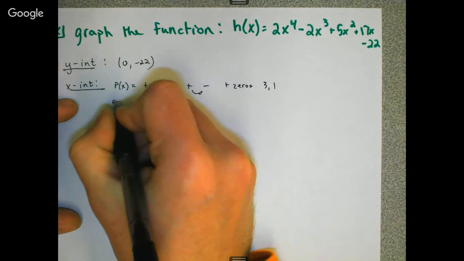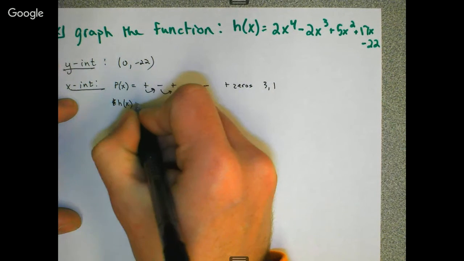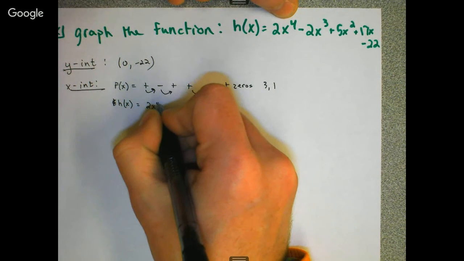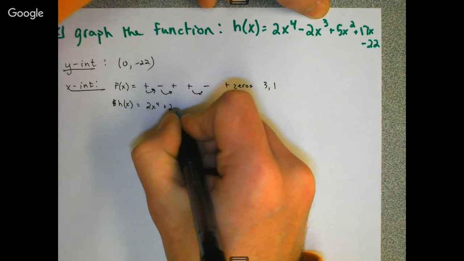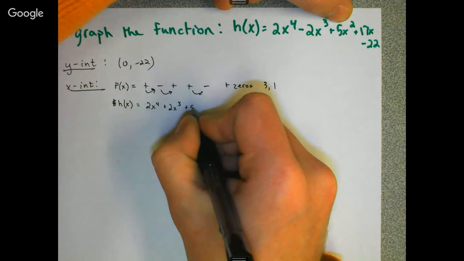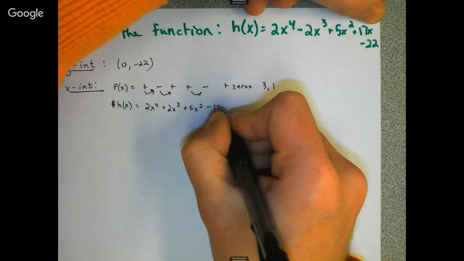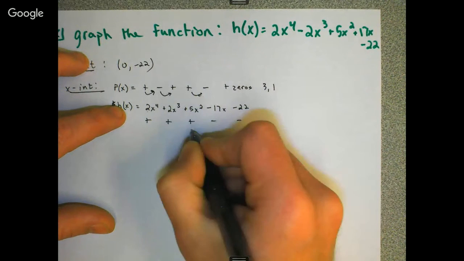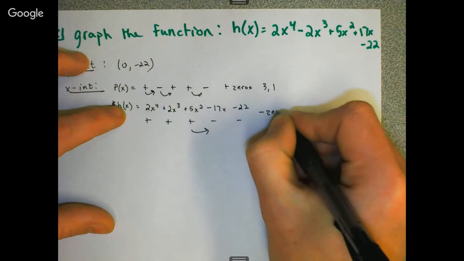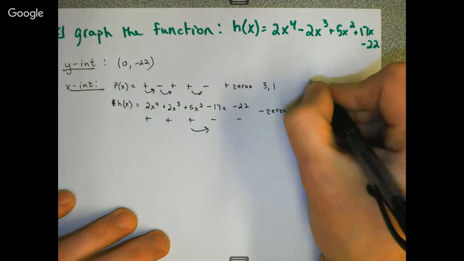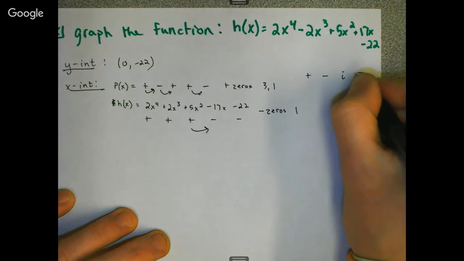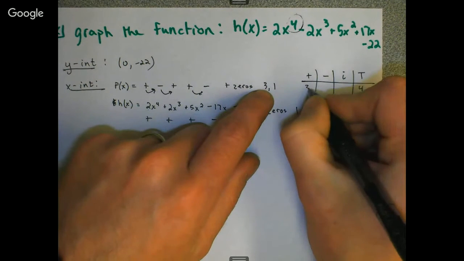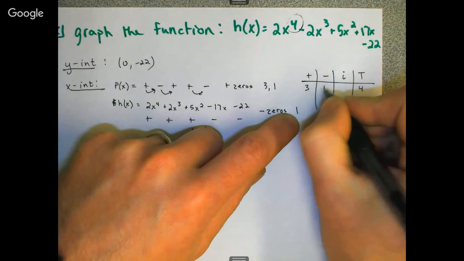If I look at h of x, so that doesn't change with a negative x, so that's 2x to the 4th. This one changes, so that's plus 2x to the 3rd. This one doesn't change. This one does change, and this one doesn't change. So that's plus, plus, plus, minus, minus. So that's one sign change. So negative zeros is 1. If I do plus, minus, I get a total of 4. So there's 4. I can have 3 and 1 negative, so that's already 4, so I'll have 0 there.